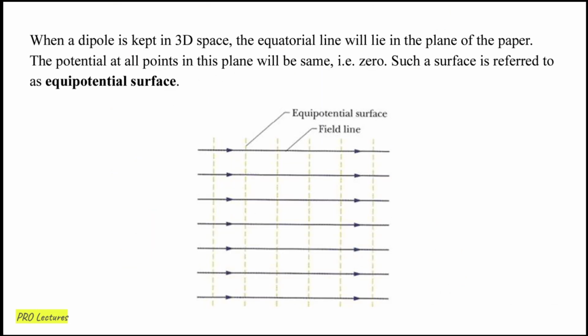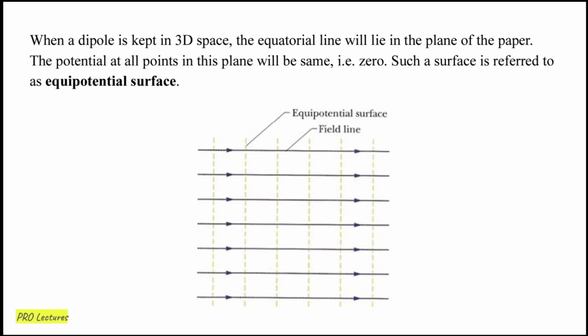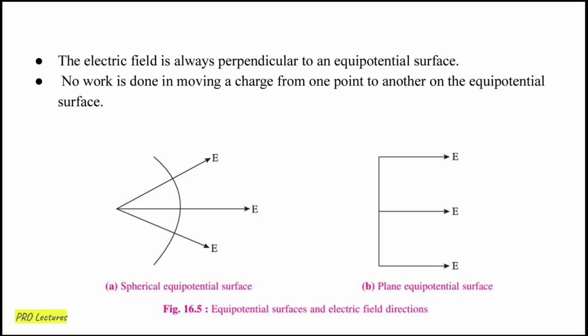When a dipole is placed in three-dimensional space, the equatorial line lies in the plane of the paper, and all the points in this plane have the same potential, which is 0. This characteristic is crucial because such a plane is referred to as equipotential surface. An equipotential surface is a surface where the electric potential is constant everywhere on the surface. Here is an important concept. The electric field is always perpendicular to an equipotential surface. This means no work is done when a charge is moved from one point to another on the equipotential surface because the potential difference between those points is 0.